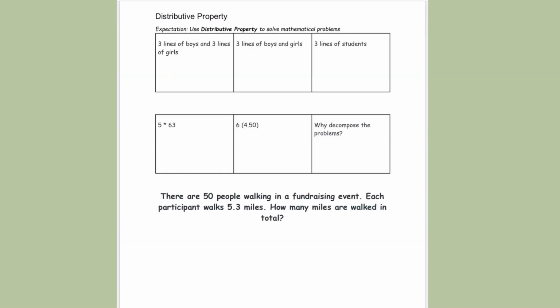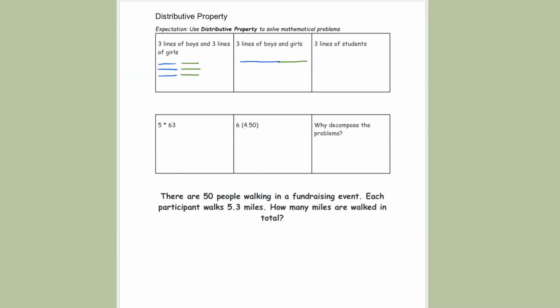So the first problem we have here is we have 3 lines of boys and 3 lines of girls. Now I'm going to use blue for boy because they both start with a B, and I'm going to use green for girl because they both start with a G. Now, if we had 3 lines of boys and 3 lines of girls, we can show it in this manner. We have 3 blue lines there and we have 3 green lines, and they can or don't have to be connected. They can or cannot.